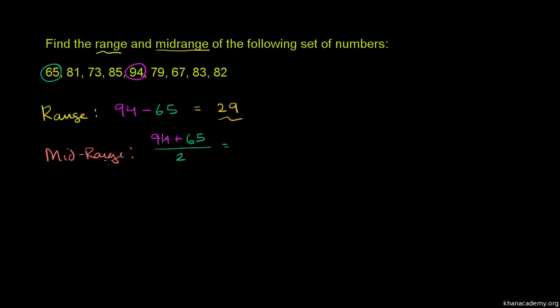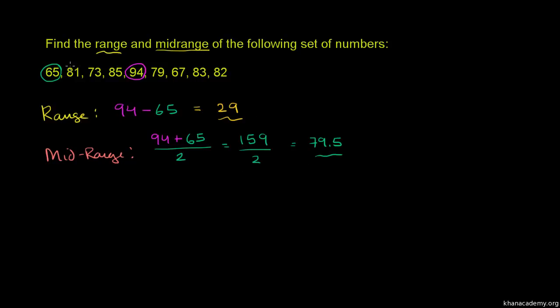So this is going to be what? 90 plus 60 is 150. 150 plus 4 plus 5 is 159. 159 divided by 2 is equal to, 150 divided by 2 is 75. 9 divided by 2 is 4.5, so this would be 79.5. So it's one kind of way of thinking about the middle of these numbers.